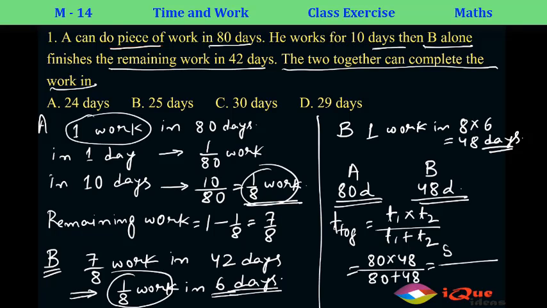We have 80 into 48 divided by 128. Now 16 5s is 80 and 16 8s is 128, and then 8 cancels 48 6 times. So the final answer is 5 into 6, which is equal to 30 days. That means together in this question A and B can complete the work in 30 days. Alright. Now let's go to the next question.